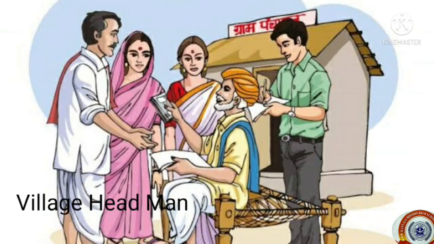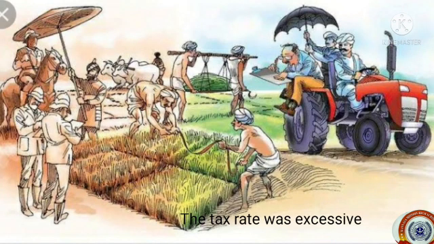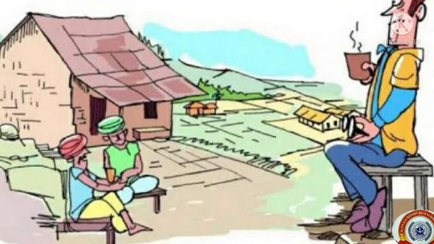Next, in the Mahalwari system, the village headman was assigned the responsibility to collect tax. The tax rate was excessive in this system. The entire village, that is Mahal, was considered as a single unit for tax collection.